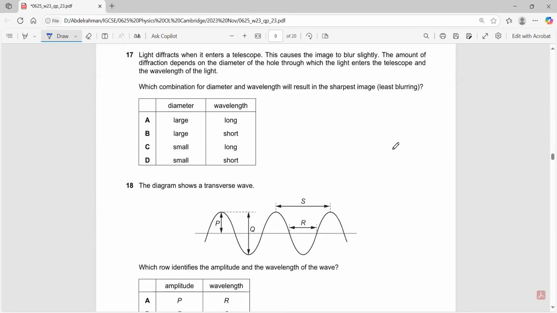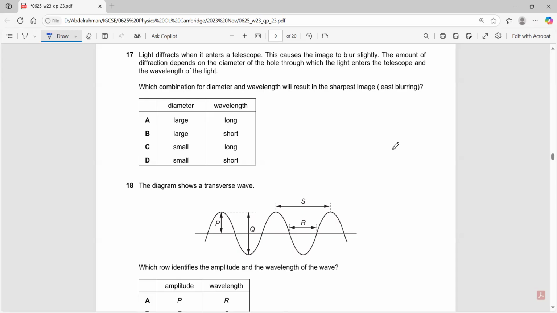Light diffracts when it enters a telescope. This causes the image to blur slightly. The amount of diffraction depends on the diameter of the hole through which the light enters the telescope. Which combination of diameter and wavelength would result in the sharpest image? Least blurring.